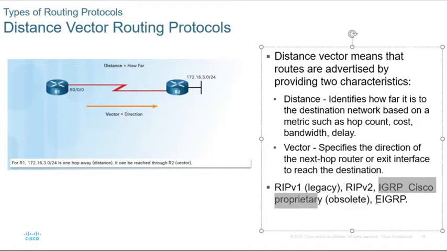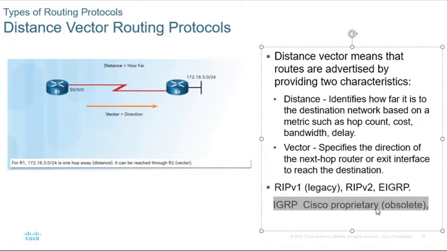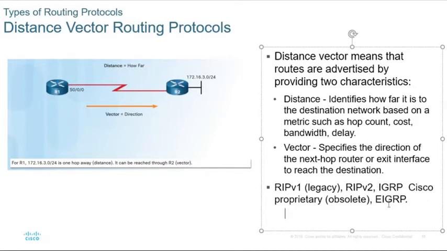We also have IGRP, the old IGRP, which is already obsolete and is now replaced by the much better EIGRP. So when you encounter a question asking which of the following are distance vector routing protocols, make sure to choose these, because these are examples: RIP, IGRP, and the new EIGRP, the advanced version of distance vector routing.